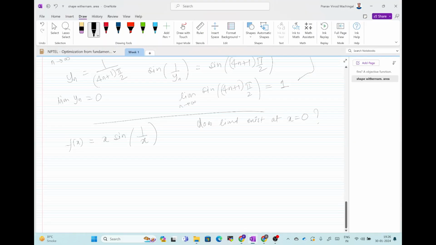Yeah, it should be 0, right? Yeah. How do you show that? And 0 into some bounded number. Yeah.